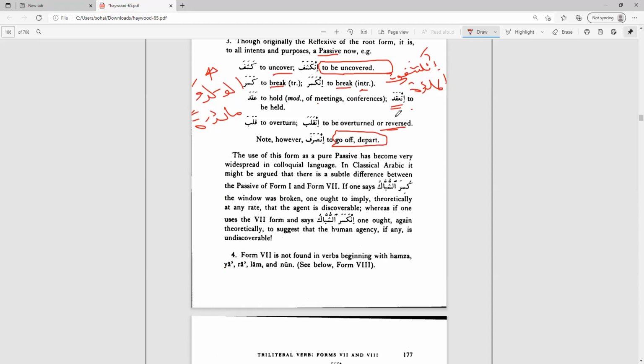What's the meaning pattern of form 7? Yes, sir. Yeah.